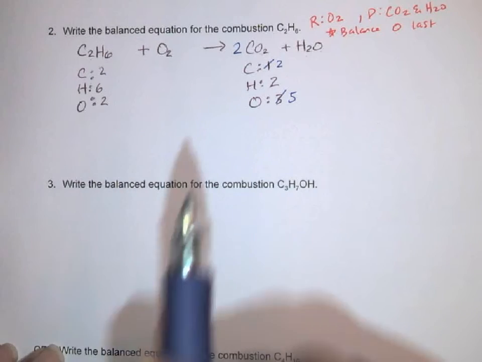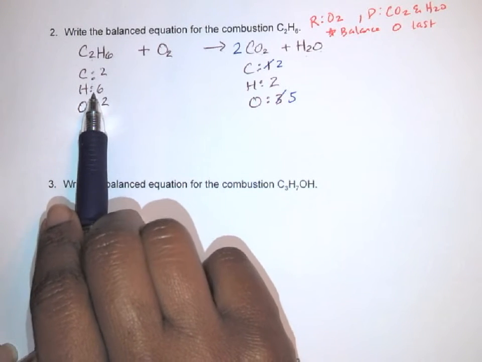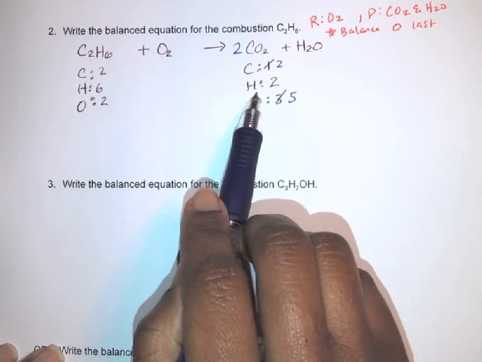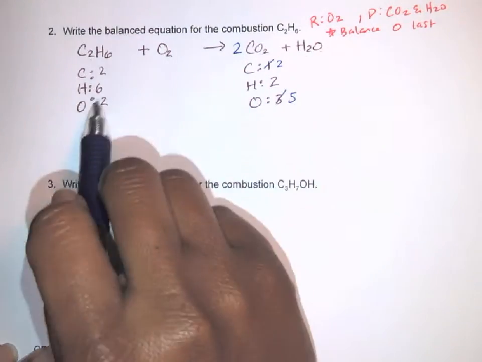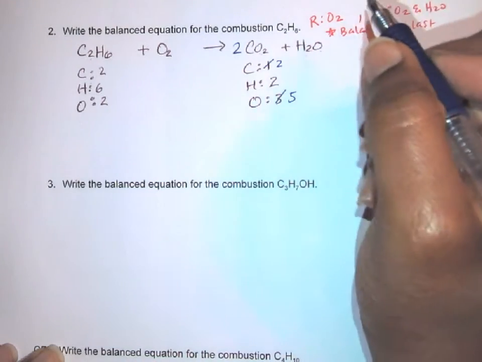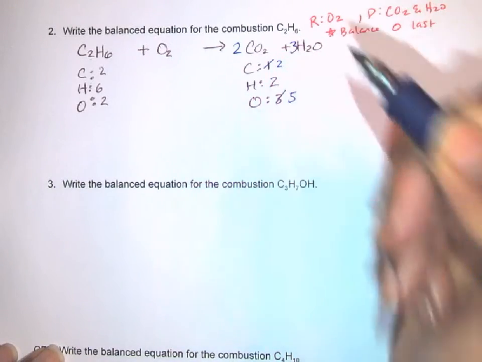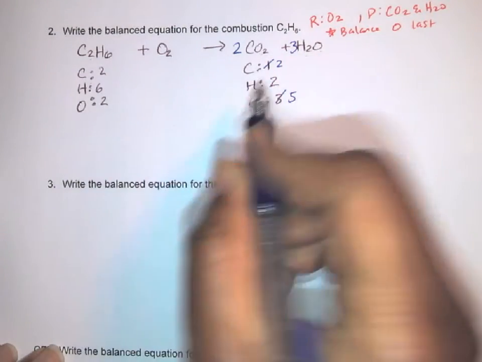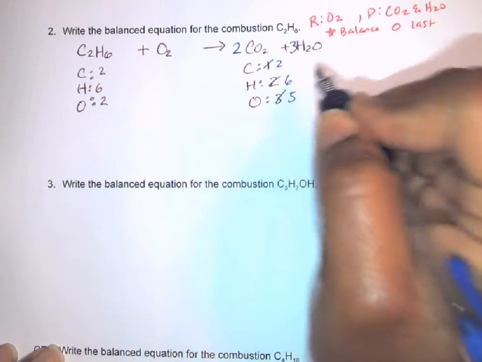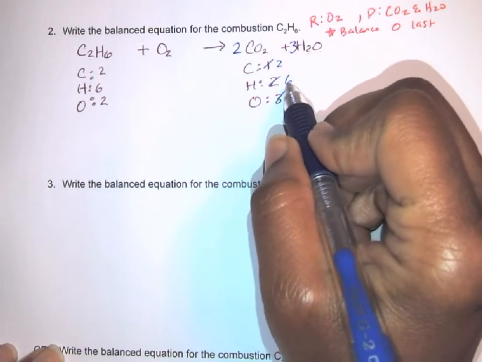Now I'm going to balance my hydrogens. I have 6 on the reactant side and 2 on the product side. In order to get 6 on both sides, I need to change the coefficient in front of water, which is currently a 1, to a 3. So I can have 6 hydrogens on both sides, because 3 times 2 gives me 6.